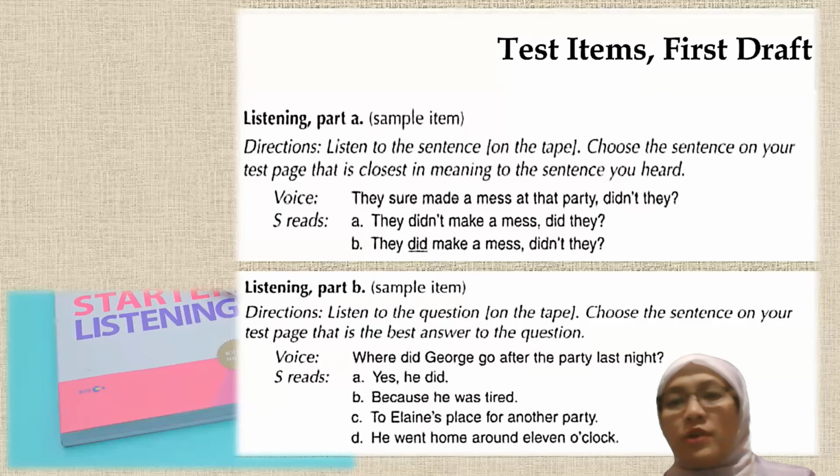For example, you will hear, they sure made a mess at the party, didn't they? Okay, so students will read, they didn't make a mess, did they? And they did make a mess, didn't they? Yeah, so they have to find the closest meaning. The closest meaning to the voice they hear is D.